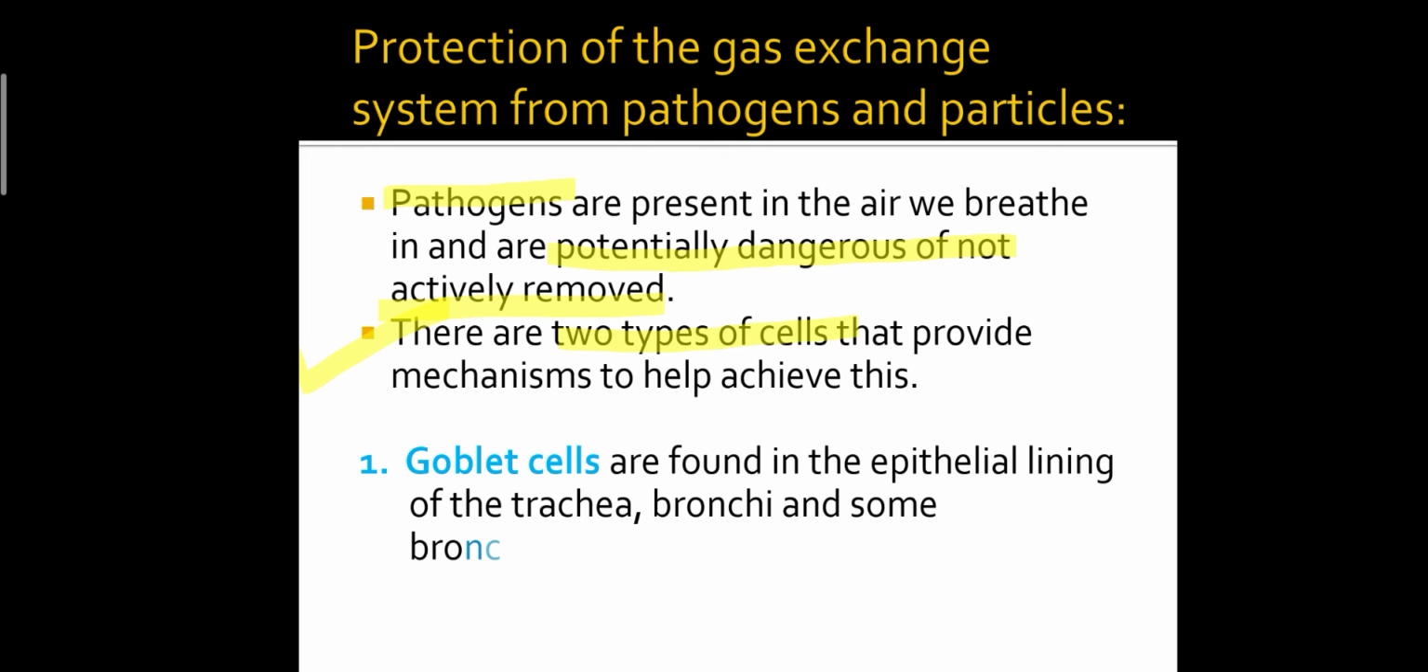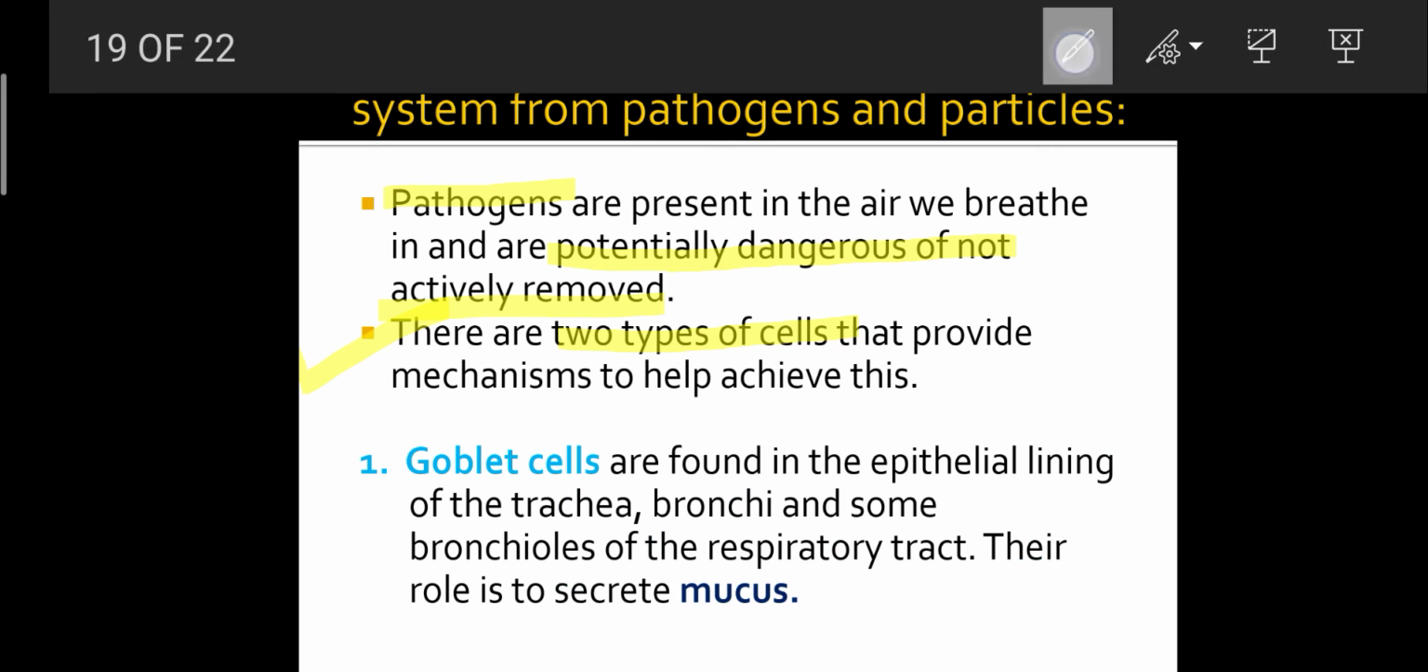Firstly, we will talk about goblet cells. Goblet cells are found in the epithelial lining of the trachea, bronchi, and some bronchioles of the respiratory tract. What is the role of goblet cells? The role of goblet cells is to secrete mucus.